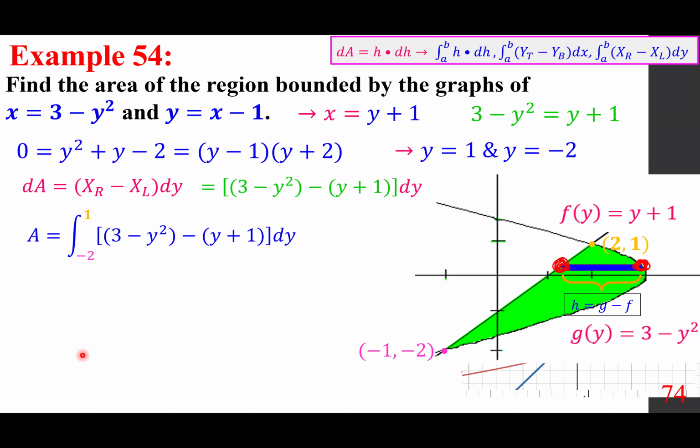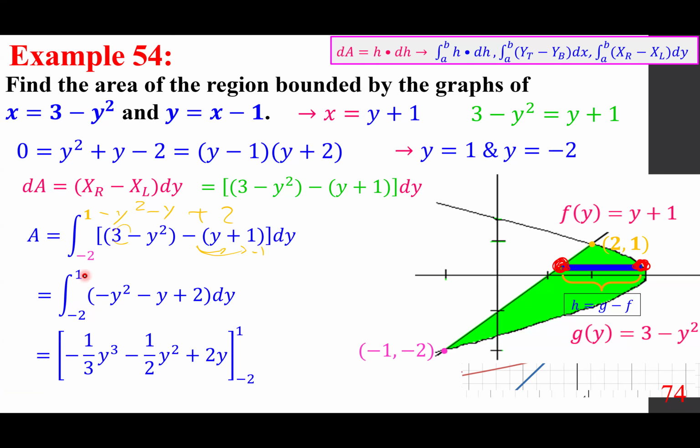Now this one, let me rewrite this. This one is minus y squared. This one is minus y. This one is minus 1 and 3 plus 2. Okay, so first you rewrite it in this fashion. And now you integrate. This is -1/3 y cubed, -1/2 y squared plus 2y, evaluated from -2 to 1. Again, I'm going to leave it for you to do so, and you get 9/2.